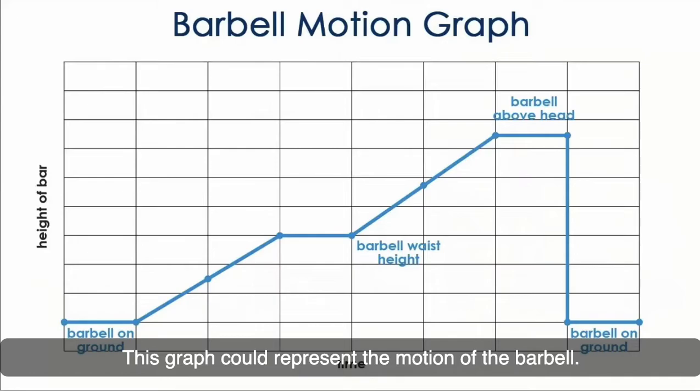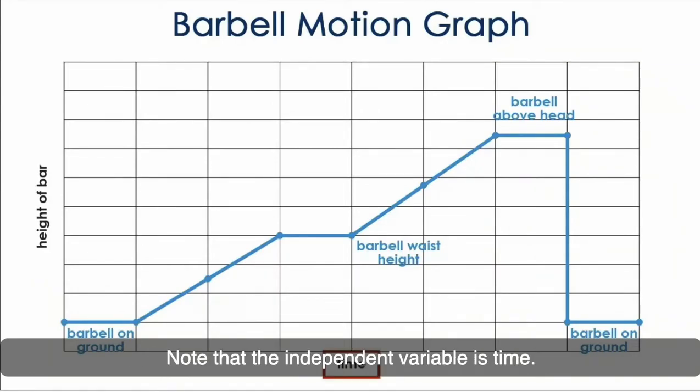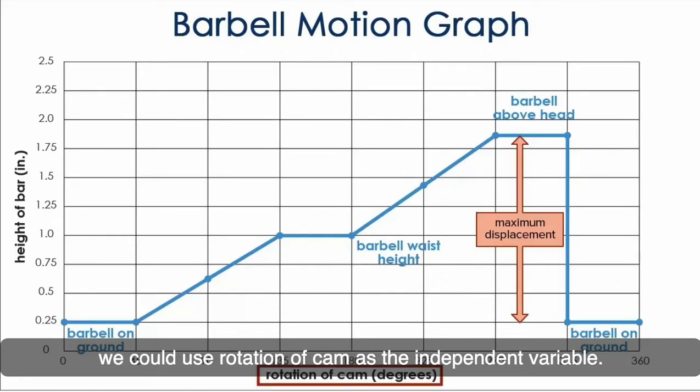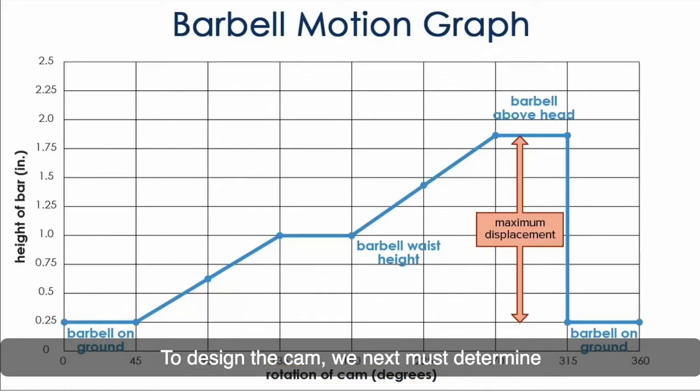This graph could represent the motion of the barbell. Note that the independent variable is time. If we wanted to replicate the motion of the barbell being lifted by a weightlifter in an automata using a cam mechanism, we could use rotation of cam as the independent variable. To design the cam, we next must determine the displacement of the barbell at each level.